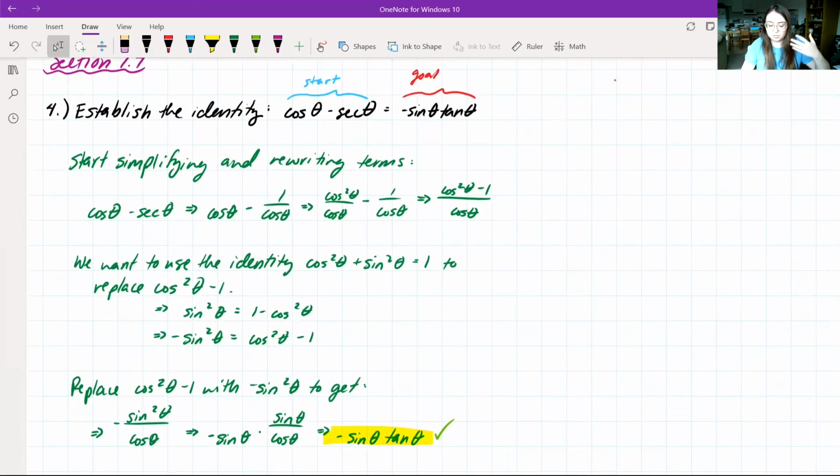So we started with cosine of theta minus secant of theta. All we did was simplify, rewrite our terms as much as possible, combine our terms, and use the other identities that we know to keep rewriting those terms until finally we got to negative sine of theta times tangent of theta.